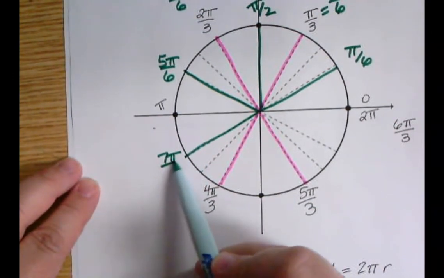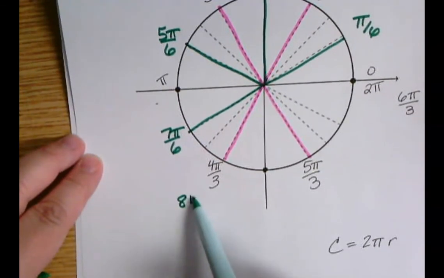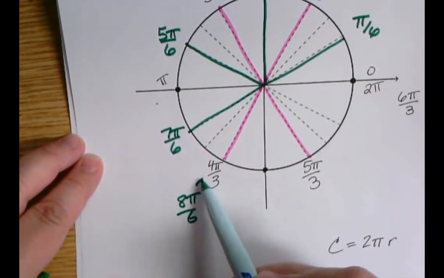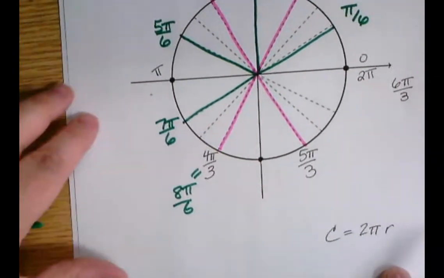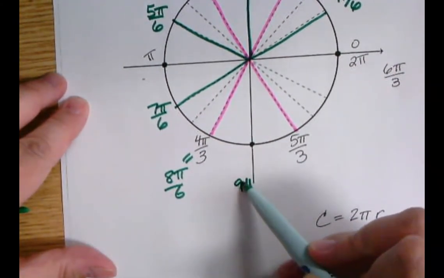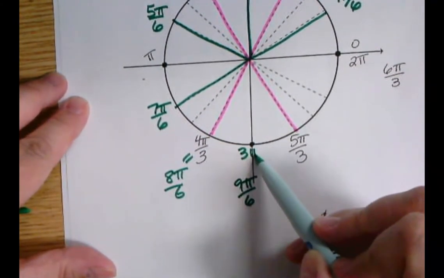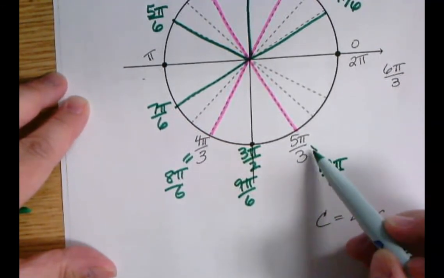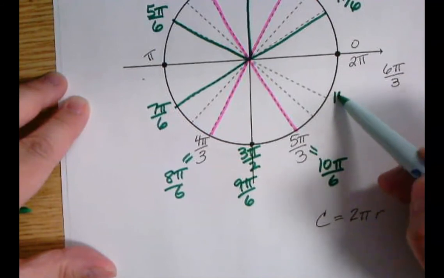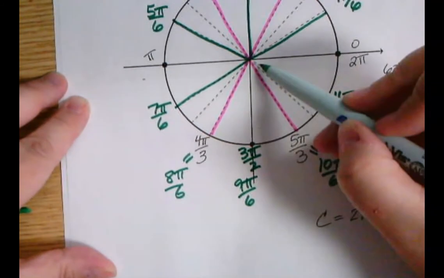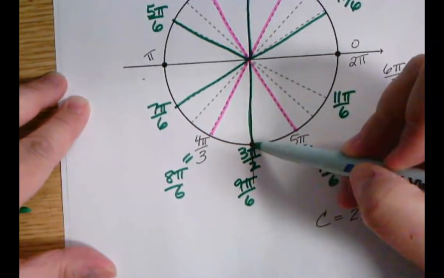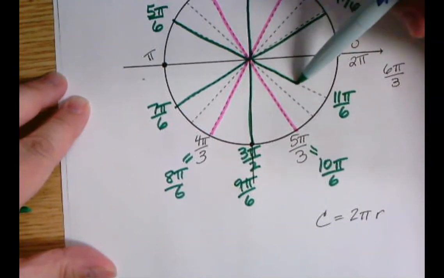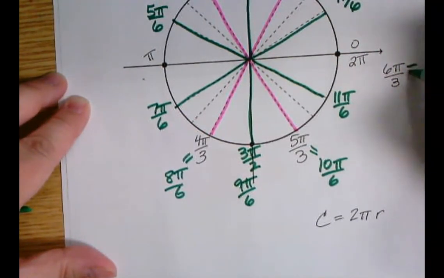Here's 7/6, 8/6, which reduces to 4/3. 9/6, which reduces to 3/2. 10/6, which reduces to 5/3. And 11/6. All the way around is 12/6, which is still 2.